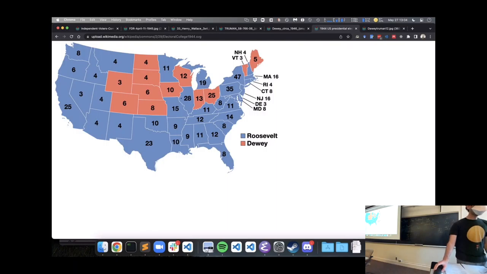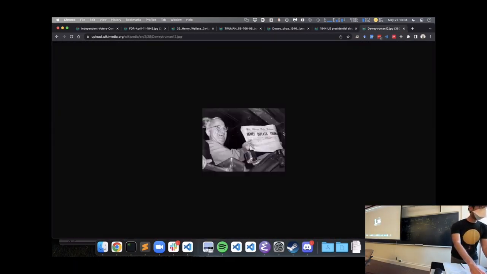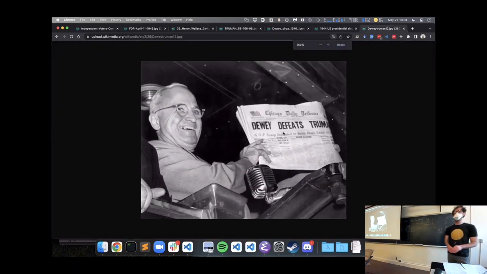And even though Dewey was soundly defeated in 1944, that didn't stop him from challenging Truman in 1948, and the polls showed Dewey with such a commanding lead that newspapers published the headline, "Dewey defeats Truman," before the election. And so here you have a victorious Truman gleefully holding up this Chicago Daily Tribune headline.